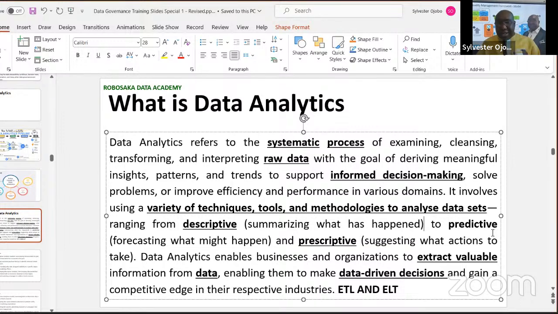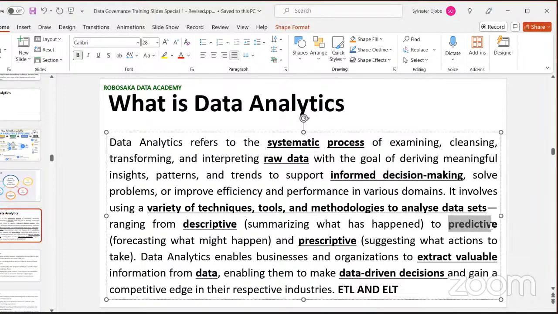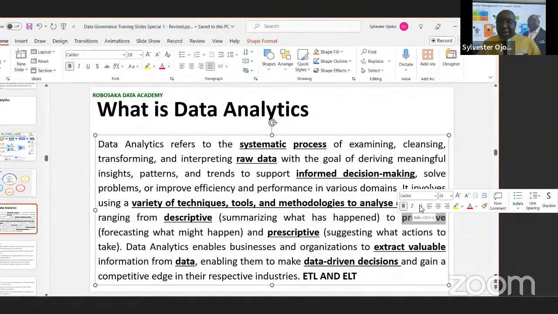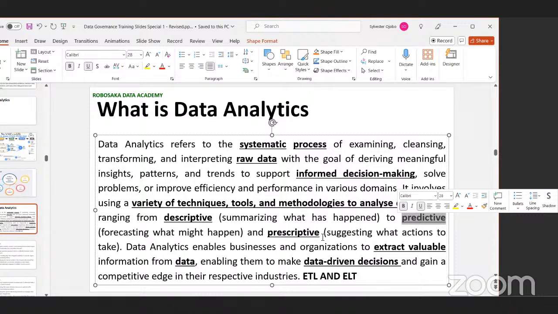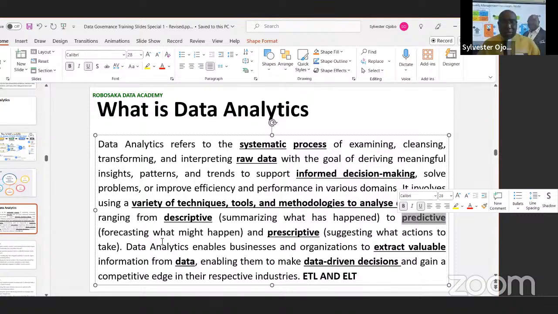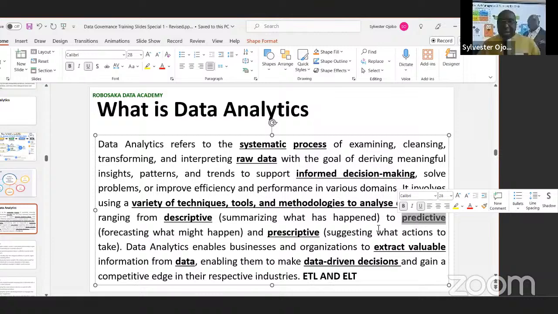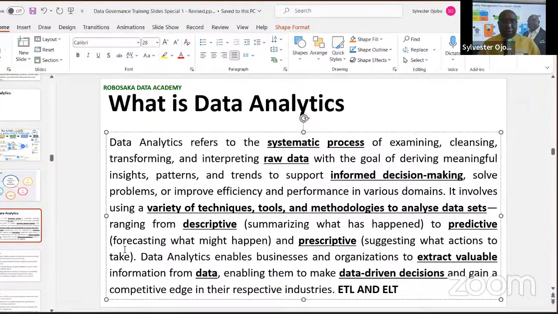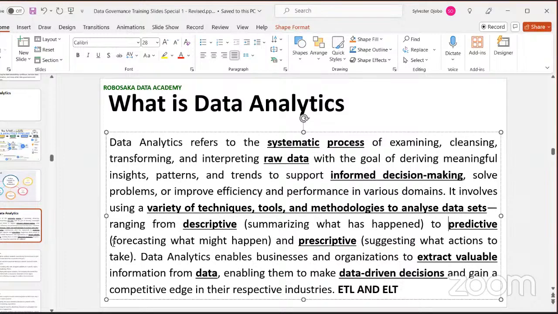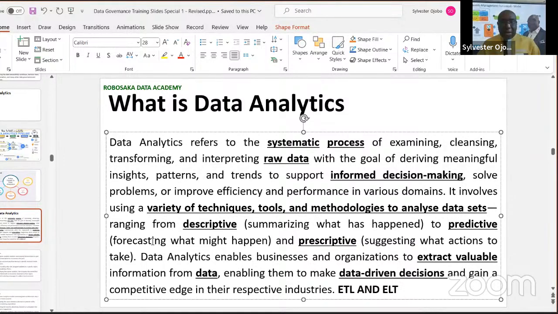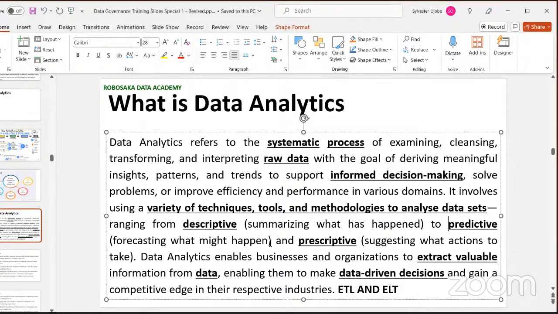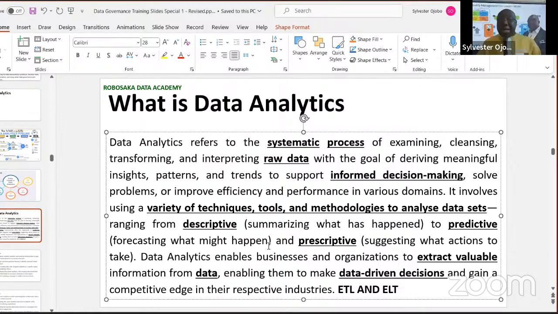To predictive. What does predictive mean? Forecasting what might happen. Who is speaking? Is it Tony? No, it's not me. Okay, so what does predictive mean, Tony? Can you see what is here? Forecasting what might happen. You see analytics now.